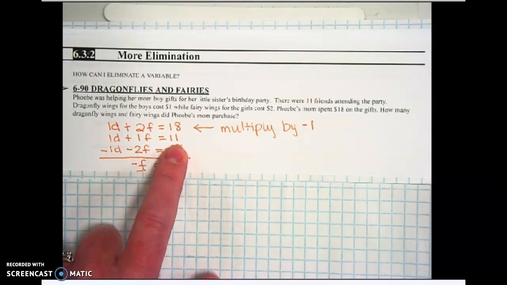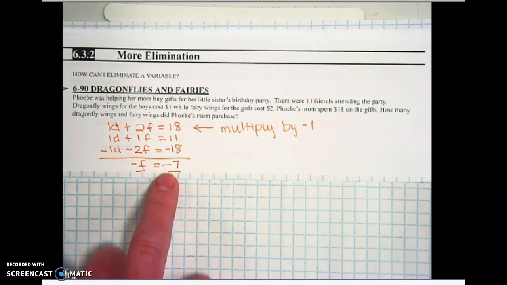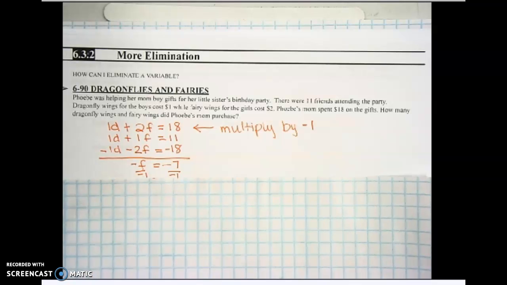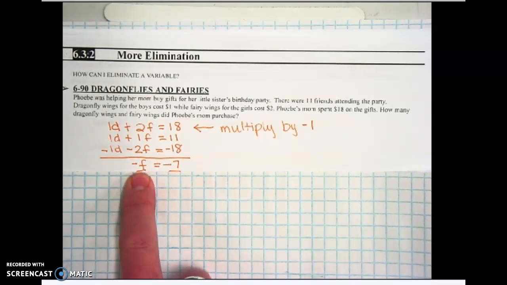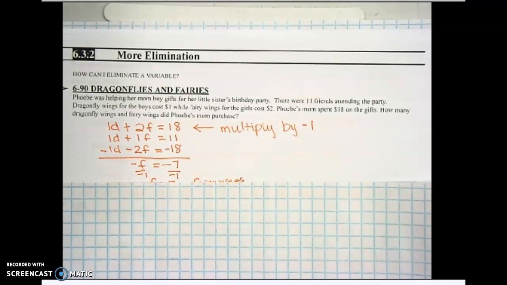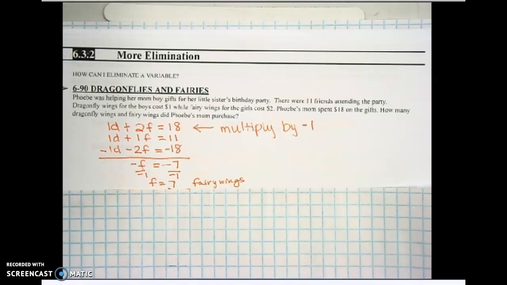And then what is 11 minus 18? Negative what? 7. Did you say 17 or 7? 7. Okay. Gotcha. So we've got a -F equals -7, so we just need to make them both positive. So I divided both sides by -1, which makes F equal to 7. So we have 7 fairy wings.